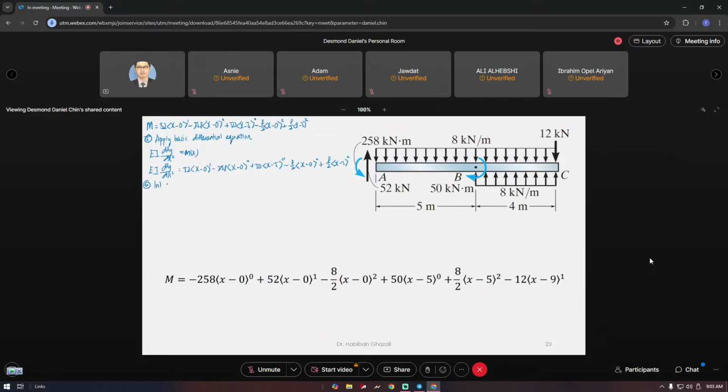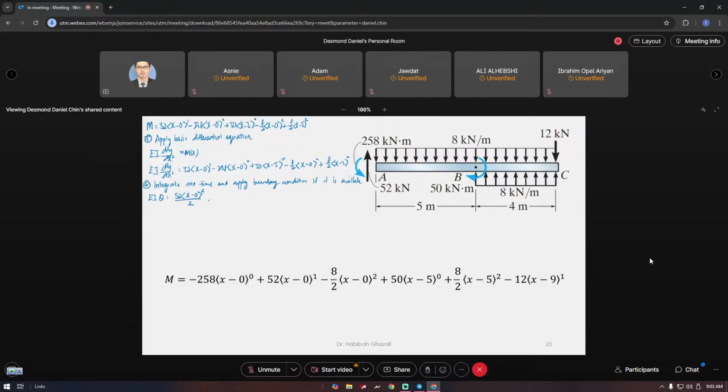So step 6: integrate one time and apply the boundary condition if it is available. So we integrate one time, so this one will become EI theta, right? EI theta equals 52 x minus 0 to the power of 2 divided by 2. Agree?